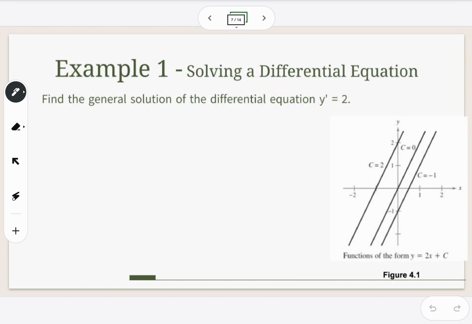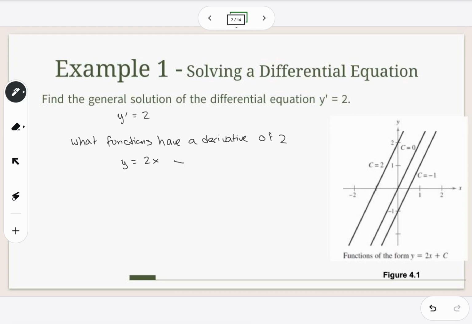Find the general solution of the differential equation y prime equals 2. And I'm pretty sure I meant to not show you this picture, but you get to see the picture from the get-go. So what we want to think of here, if they're saying y prime is 2, what functions have a derivative of 2? Think this through. Hopefully you're thinking of something. What function has just a derivative of 2? Maybe you said y equals 2x.